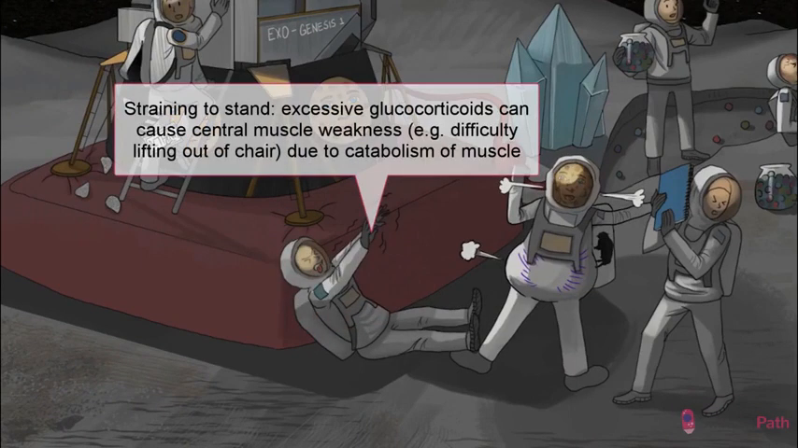Glucocorticoids also promote the catabolism of muscle, especially those fast-twitch type 2 fibers. Patients often fatigue easily and have trouble doing things like lifting out of a chair or lifting things over their heads, or simply righting oneself while wearing a heavy spacesuit.